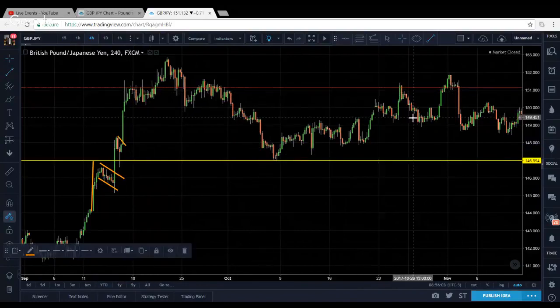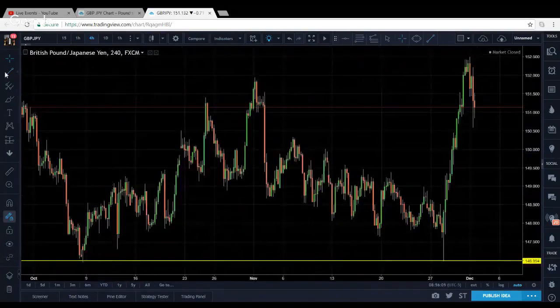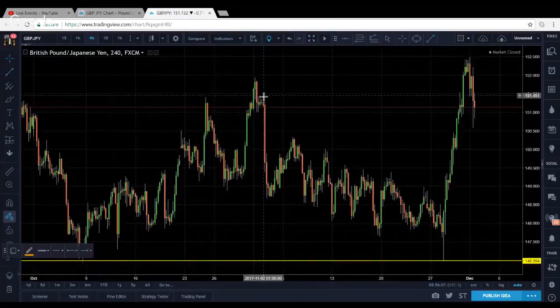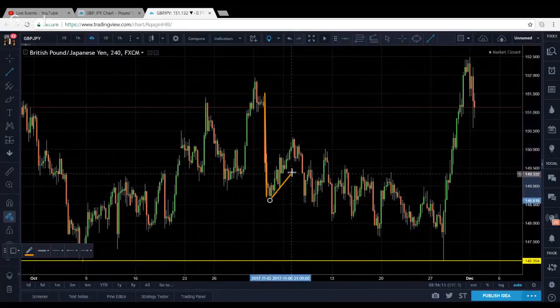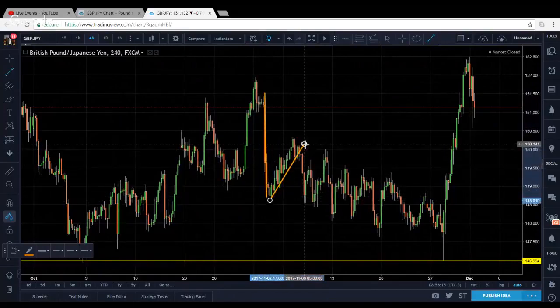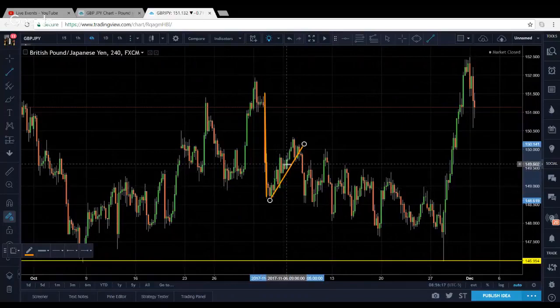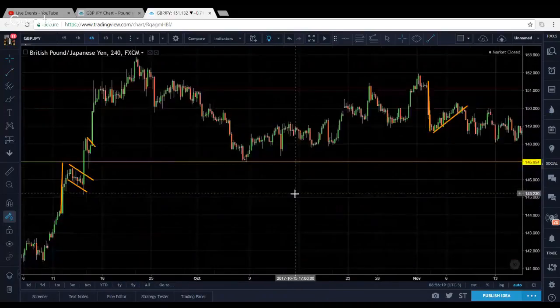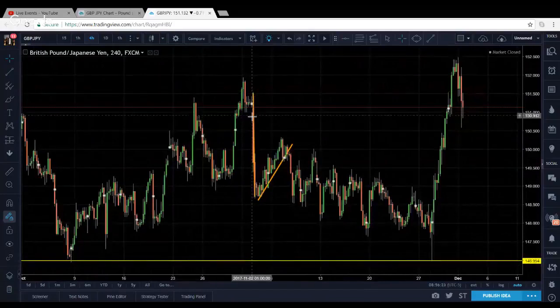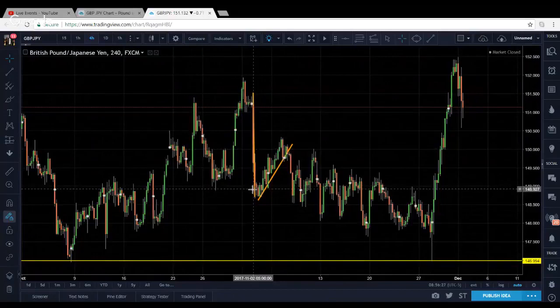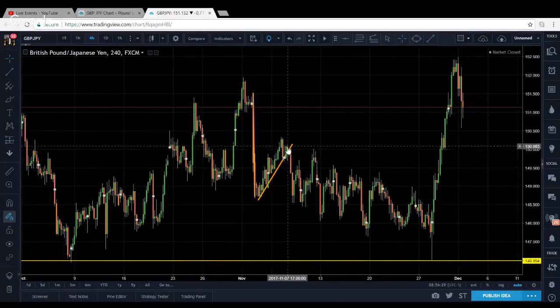I'm going to show you another example. As you can see here, this is another flag. This is actually a bearish flag. So it came down, and then you got your pullback. If you notice, this is a little longer than this bullish one. Why? Because the impulsive move to the downside was pretty big, so the flag was pretty big.